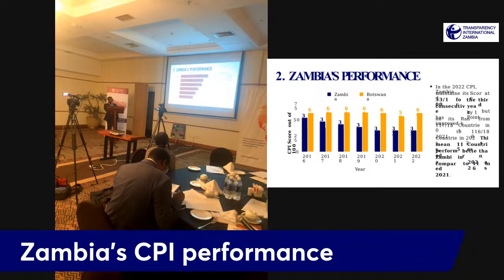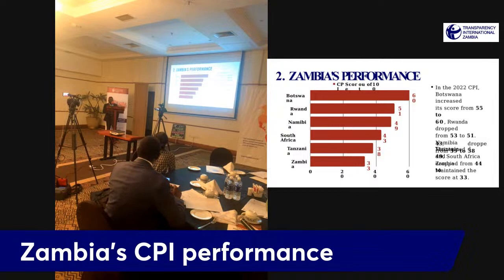Just to give Zambia's position compared to the countries within the region and some of the countries we know. Of course, you know Botswana has been performing very well on the CPI in the past. In the 2022 CPI, Botswana increased its score from 55 to 60. Rwanda dropped from 53 to 51. Namibia maintained its score at 49. South Africa dropped from 44 to 43. Tanzania dropped from 39 to 38. And of course, Zambia maintains its score at 33.